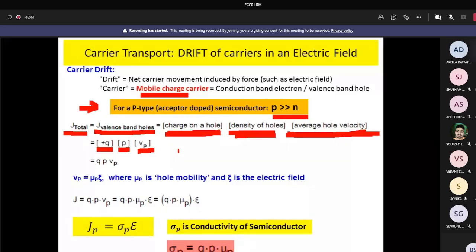Sir, a small confusion. Is the average hole velocity the drift velocity? Yeah, the average hole velocity is called the drift velocity. Okay. Sir, what is the difference between drift and diffusion?